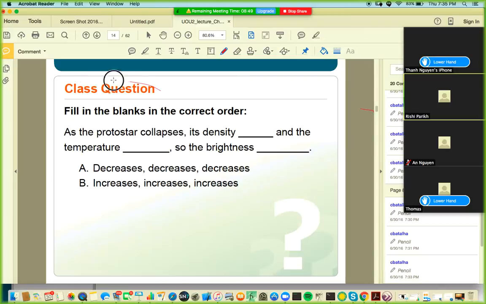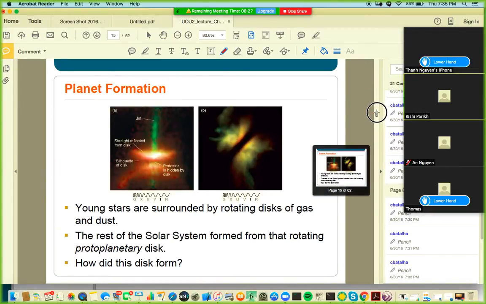So I have this classic question. As the protostar collapses, its density increases. The temperature also increases, and the brightness also increases. Everything increases. Of course, the size diminishes, because it condenses and becomes smaller.